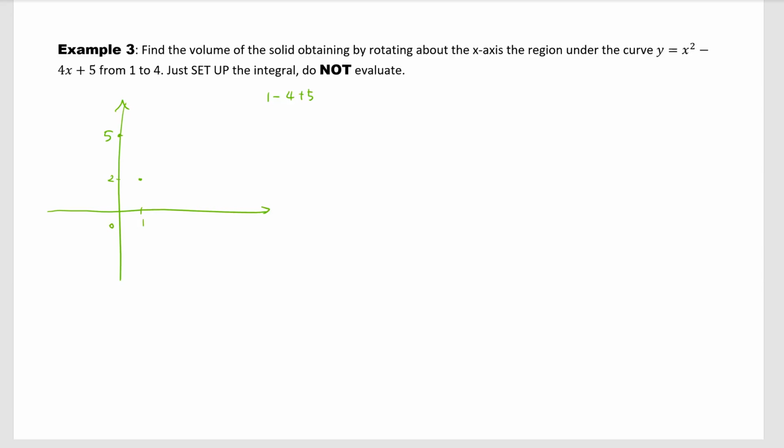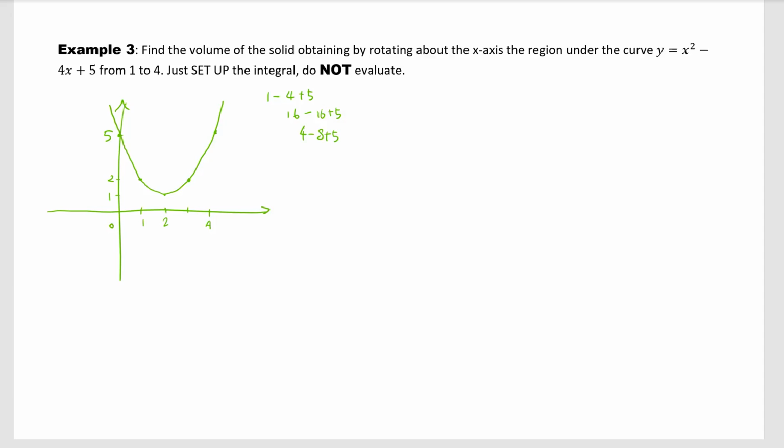Okay, and when x is 4, let's plug in 4. 4 squared is 16, minus 4 times 4, 16, plus 5. Ooh! At 4, we also get 5. Okay, because it's a parabola, I would say this is the same point. Let's try to plug in 2 as well. 2 squared, 4, 4 minus 4 times 2, 8, plus 5. So it's 1, right? Okay, so it's 1 here. So we connect them smoothly.